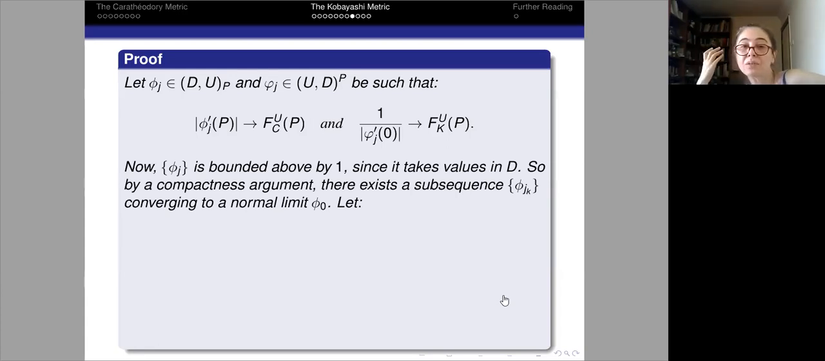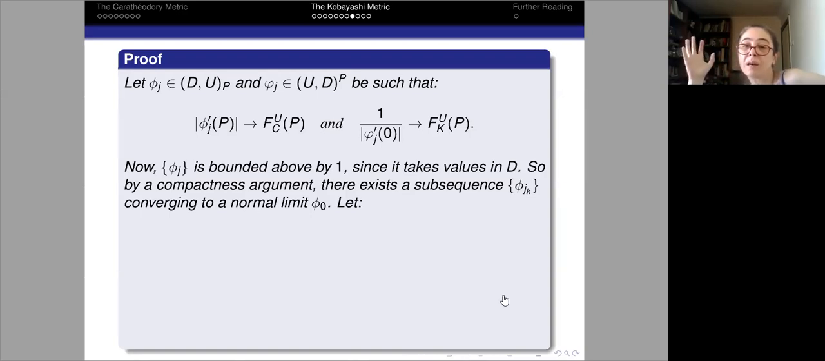We will find our conformal map by using the phi j's, actually. But showing that they are really conformal is a bit lengthy. Now, at this point, we can say that phi j is bounded above by 1, because their image lies in the unit disk.